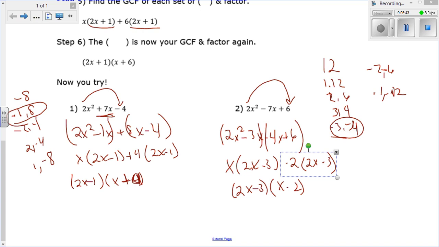Okay, so that's all you need to do with factoring by grouping: take the first coefficient, multiply it by the last number, and then after you do that, rewrite your equation and take it on home.